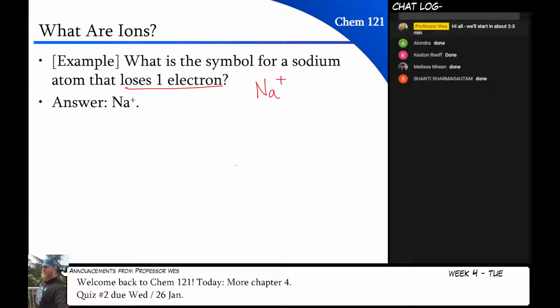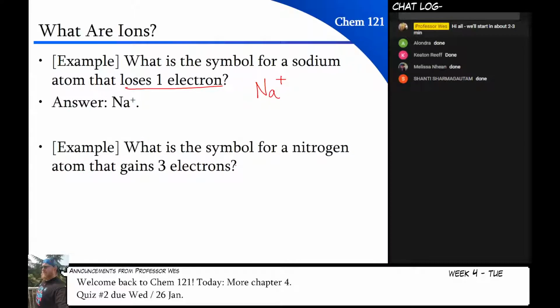So this should be relatively straightforward. How would I draw a nitrogen atom that gains 3 electrons? What ion would I write? So there's nitrogen, and if I'm going to give it 3 electrons, electrons are negative. There would be more negatives than positives in the atom. I would write that.